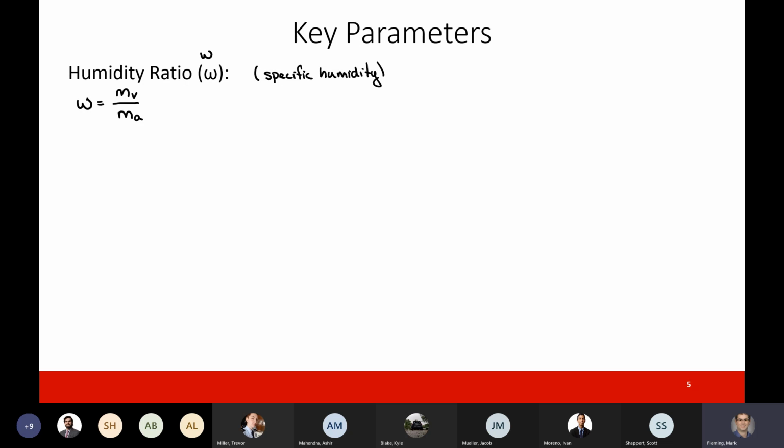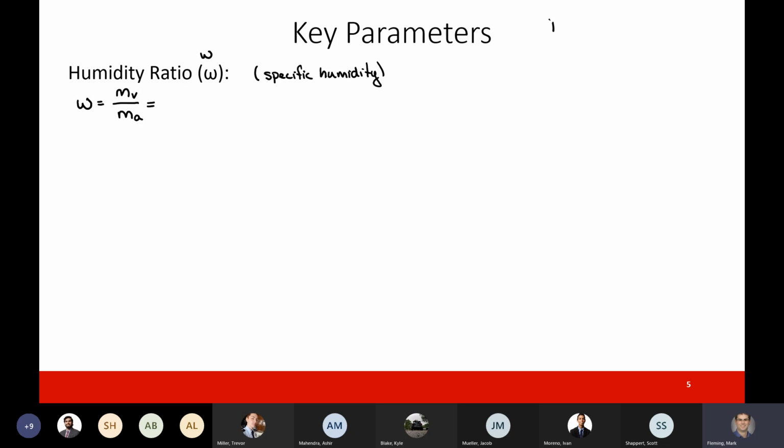Now we could do this again in flow rates as well. We'll get to that point eventually, but the ratio here is essentially how much mass we have in the vapor state and how much of the mass is dry air. Now, we want to go back a few slides, where we said mass is part of the ideal gas equation of state.